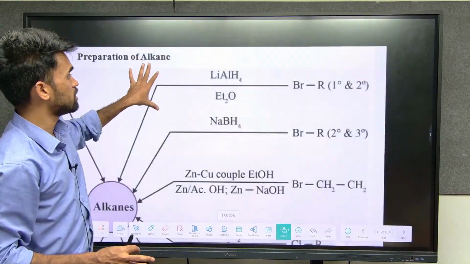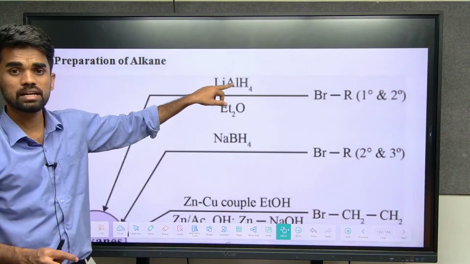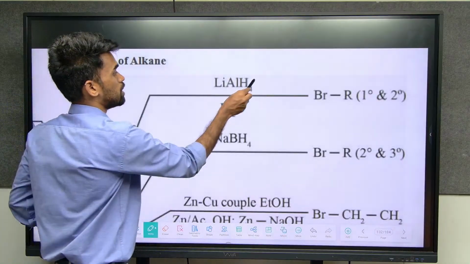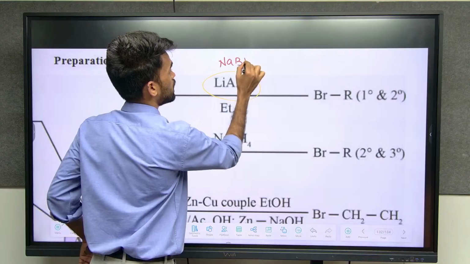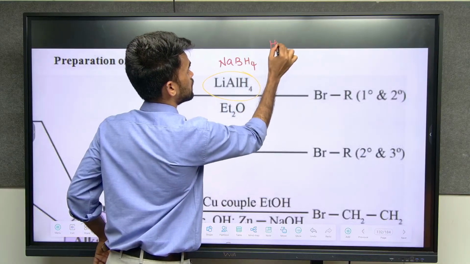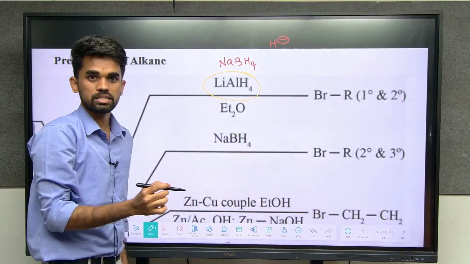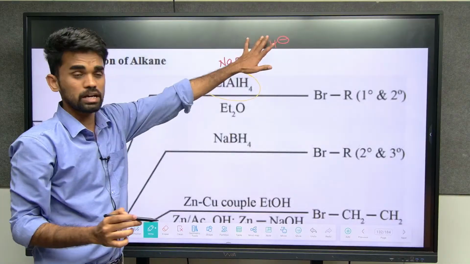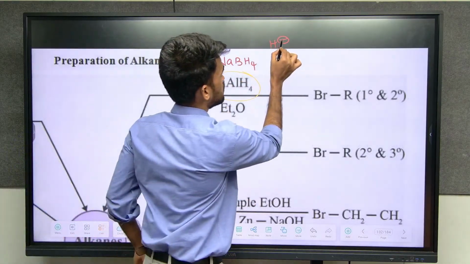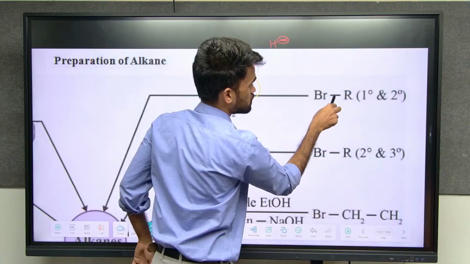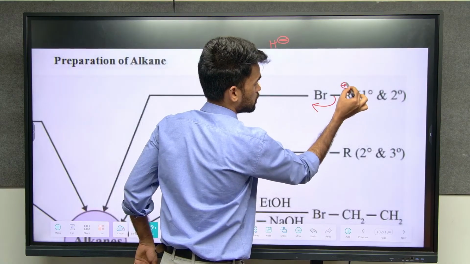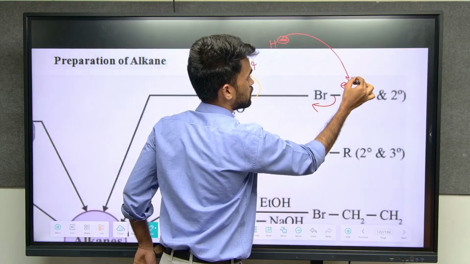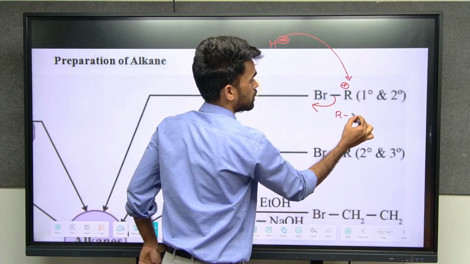Okay, next one, what is the compound you are seeing here? Lithium aluminum hydride, sodium borohydride. See how the name is ending? Hydride. It means ide means negative charge. Hydrogen with negative charge, hydride. See, this is H minus. If Br is coming out as Br minus, what is the charge you are creating? So you just add this negative on it. What you will get? RH.